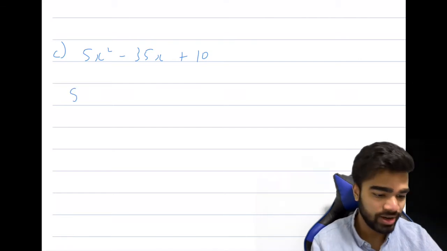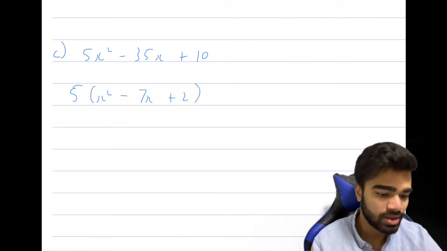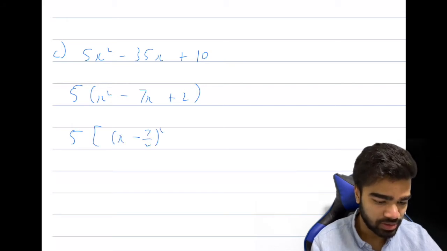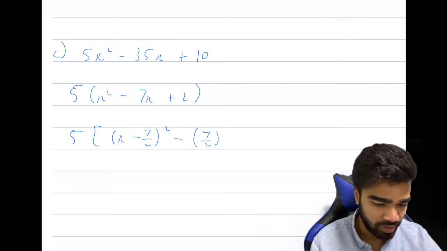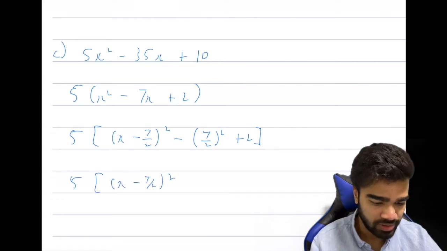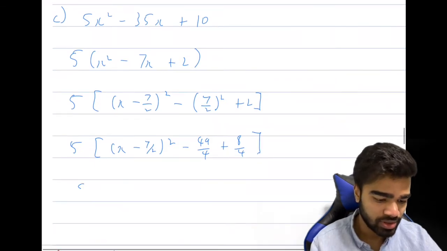Last one, I'll do it very quickly. 5x squared minus 7x plus 2. Then you have 5 (x minus 7 over 2) squared, minus 7 over 2 squared, plus 2. So 5 (x minus 7 over 2) squared minus 49 over 4. And 2 you can write as 8 over 4. So you're left with 5.